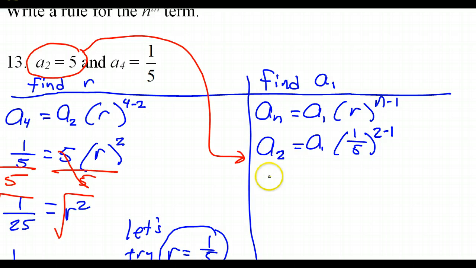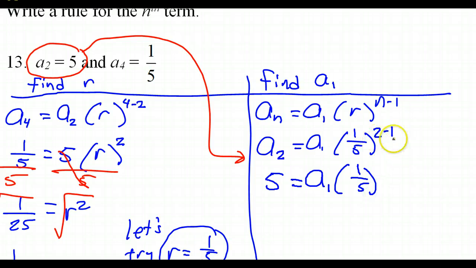But we know what a2 actually is. So on the very next step, I'm going to go ahead and do that substitution. So instead of a2, I'm going to actually write 5. So 5 is equal to a1 times 1/5. Now, 2 minus 1 power, that's just the 1 power, which is just 1. So I don't really need to put the 1, so I won't. So this is what I have so far.